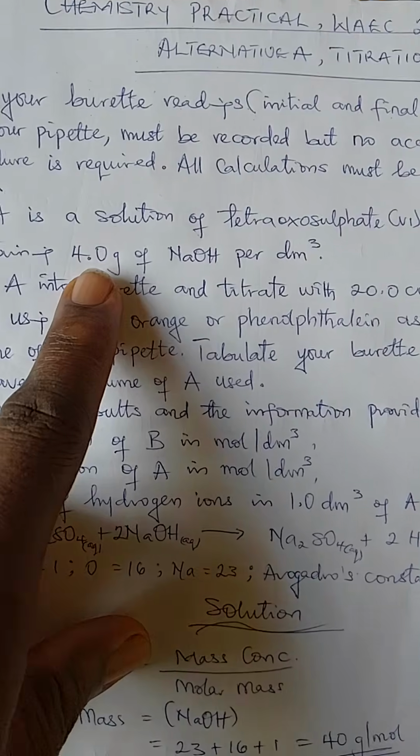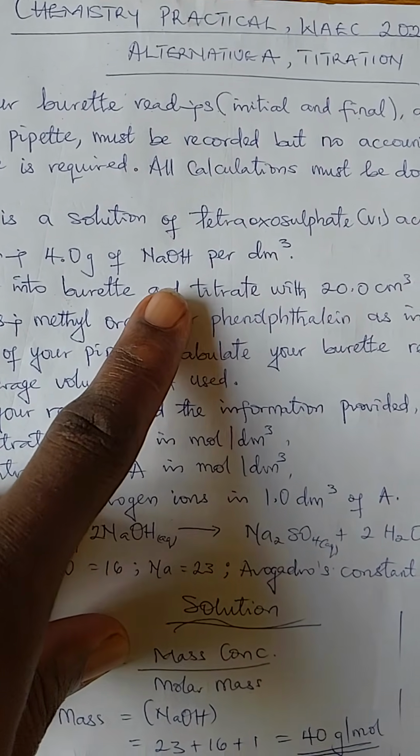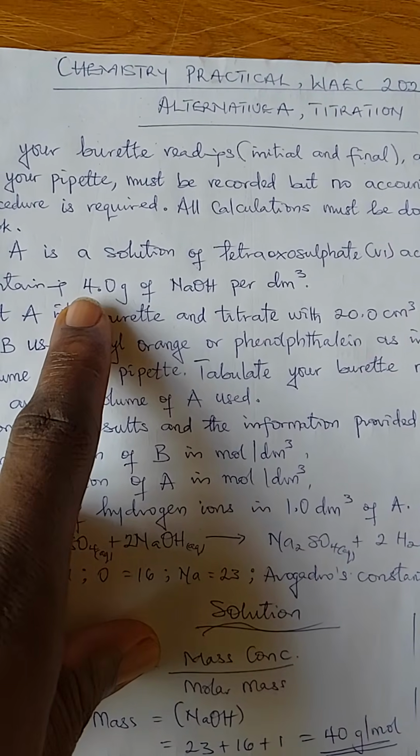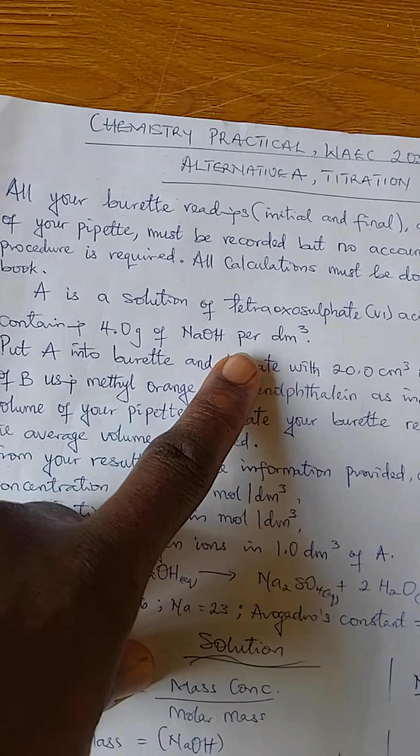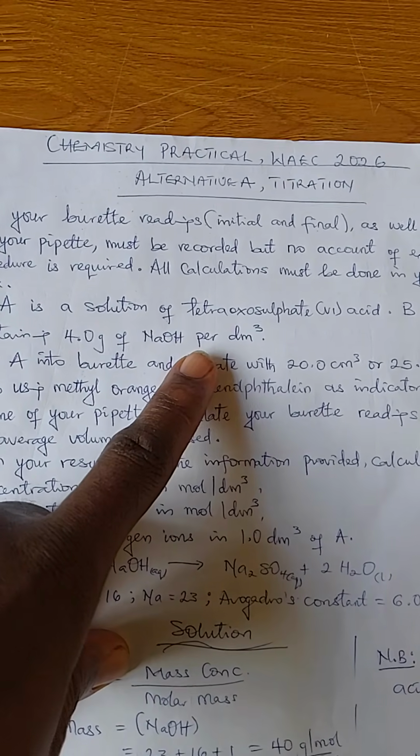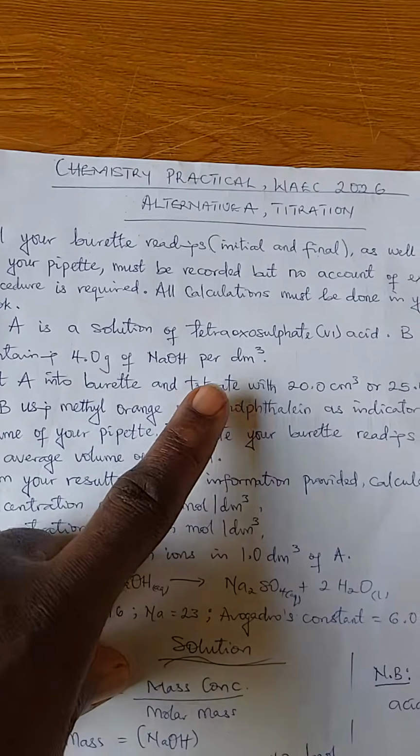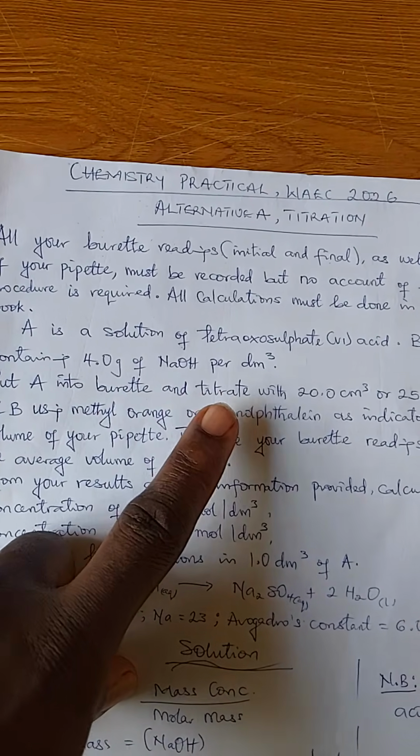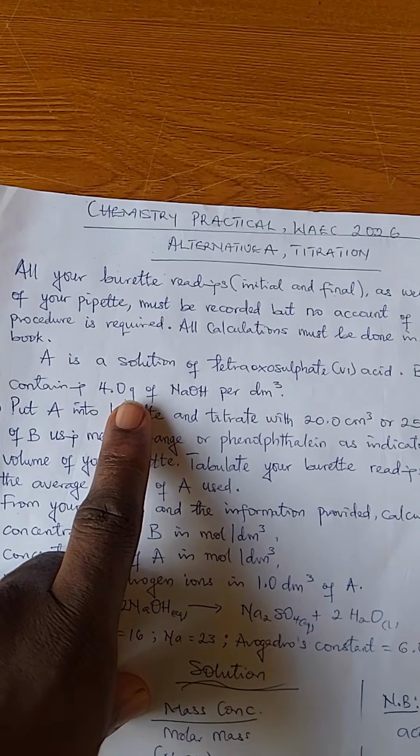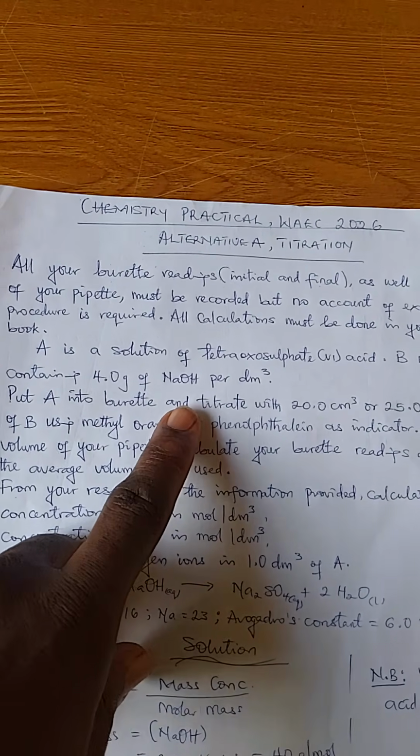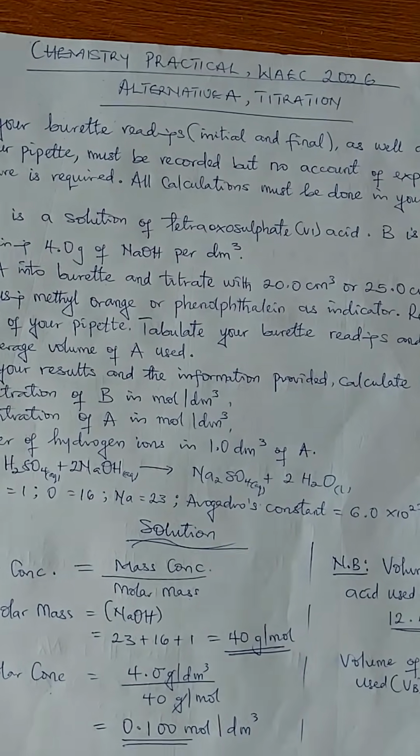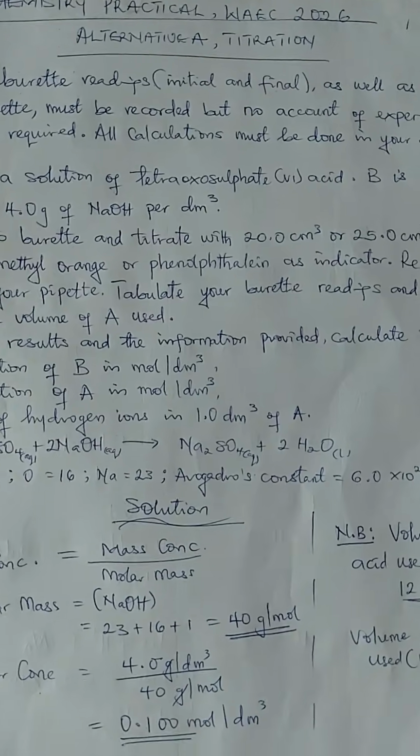4.0 gram of sodium hydroxide per dm cube. On the exam day, they may change this, or instead of per dm cube, they may say per 250 or per 500. Of course, if it is per 250, you add this gram in 250, then what gram in 1000. That will give you the gram per dm cube, which you now use to proceed further. I know you understand that, but if you have questions on that, you can just ask me.